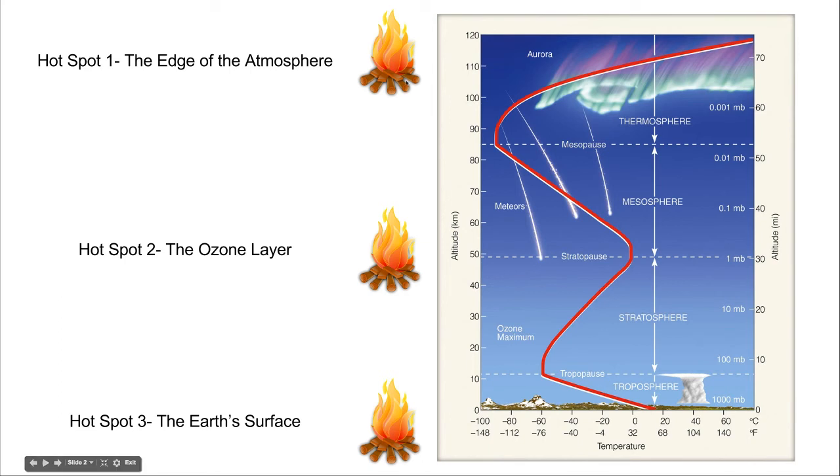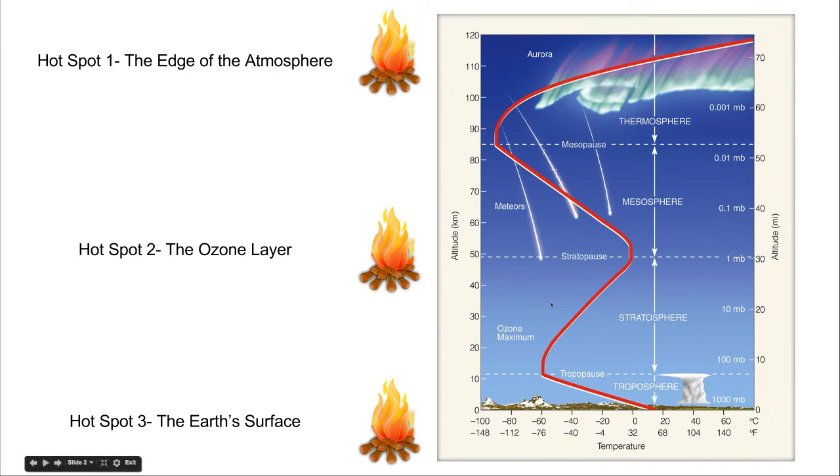The reason I'm talking about campfires is because we have essentially three of our own nice little campfires. We'll call them hotspots in the atmosphere. We have the surface of the Earth down here. It is hotspot number 3 on our list here. We have the ozone layer, which is actually in the upper stratosphere here. It's kind of a layer of gas made up of 3 atoms of oxygen. It's called O3, just like the air we breathe is O2.